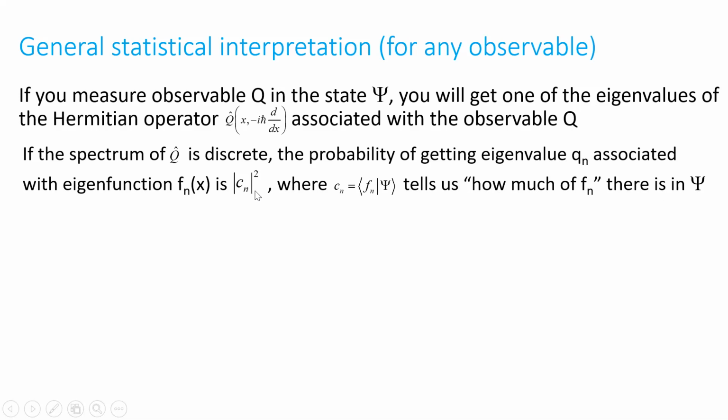On the other hand, if we had a superposition of F1 and F2, an equal mixture, then we would have an equal amount of F1 and F2 in psi. And so C1 squared and C2 squared would be equal. So there'd be an equal chance of getting E1 and E2 when we measure the energy.